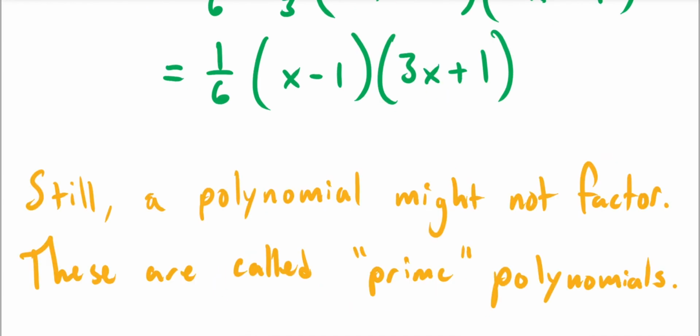Now, it needs to be said that not all polynomials factor. You can do this procedure. You can set up your parentheses. You can look for the factors that sum or differ to the middle term, and they're just not there. There are no factors that do it. What happens then? Well, nothing.